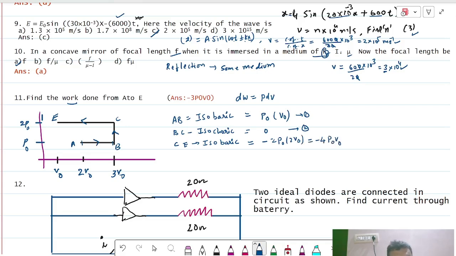Therefore total work done from A to E is adding all of these, W1 plus W2 plus W3, that equals minus 3P0 V0. That is the answer.